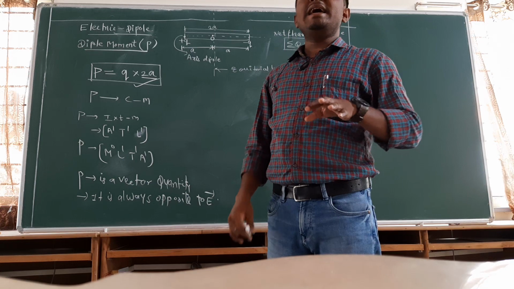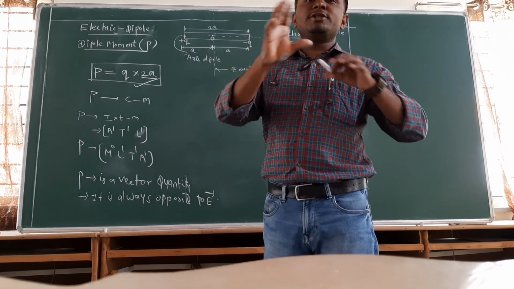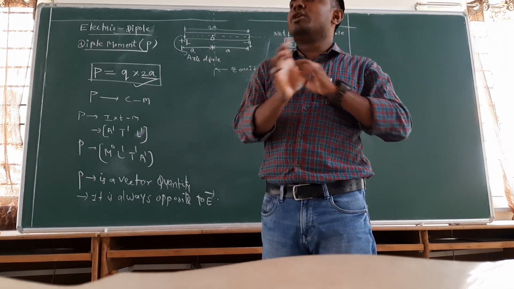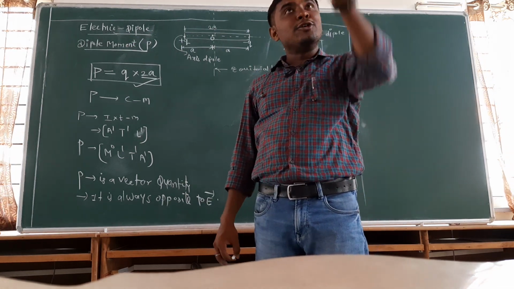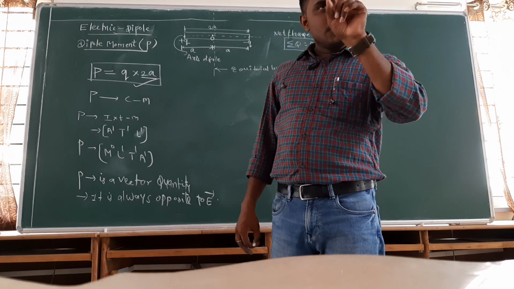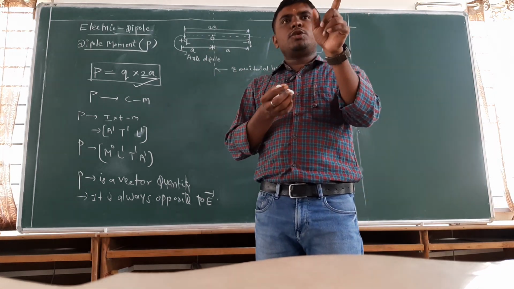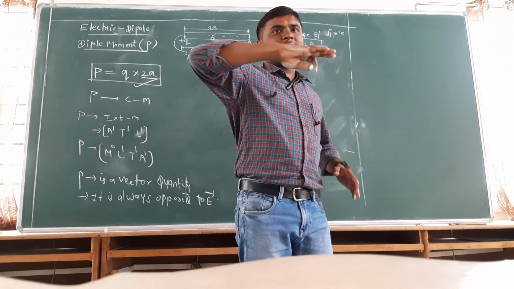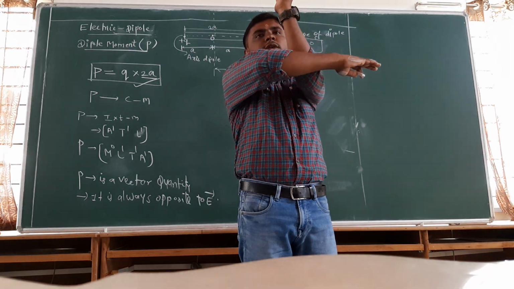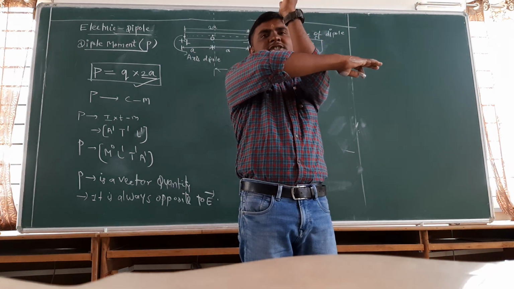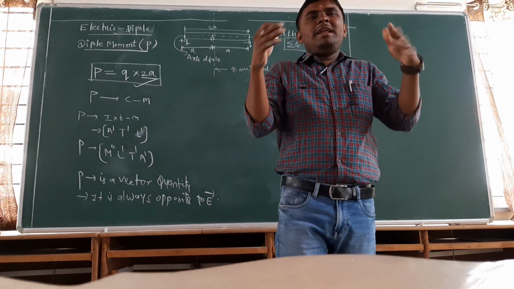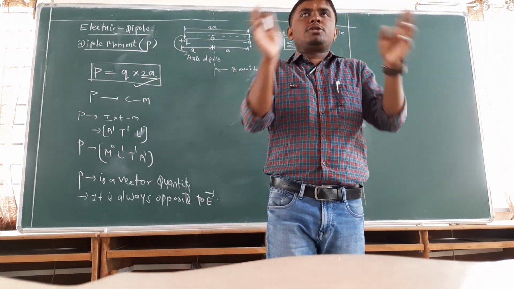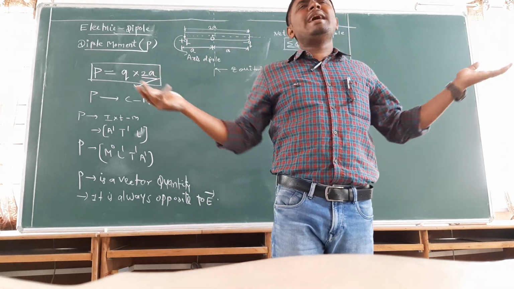It is not mandatory that we need to find electric field always on the axial line, and also not always on the equatorial line. That's why we have three general situations: axial, equatorial, and in between these two, somewhere here, in any plane. Plane means it may be anywhere, at any particular x, y, z.